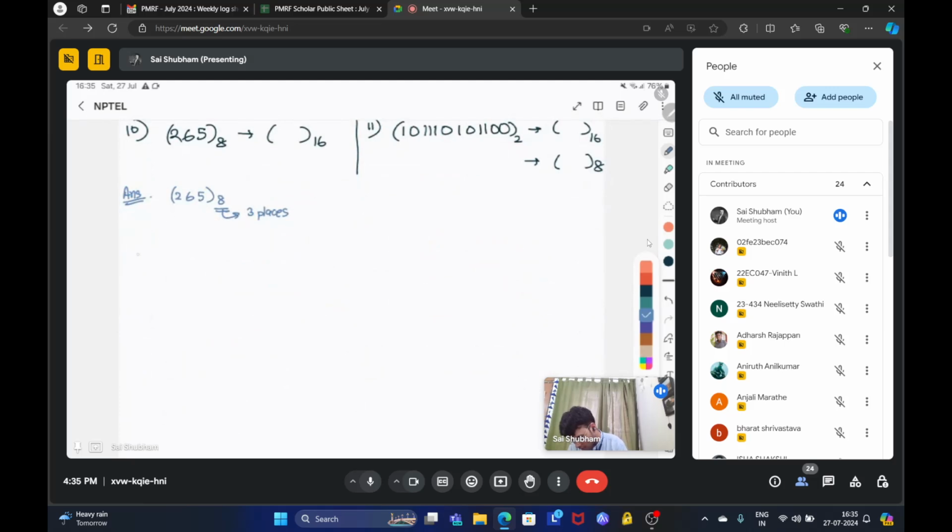So for 2 it will be 010, for 6 it will be 110, and for 5 101, and for 16 we have to group in the pair. We have to make a group of 4. Okay. So this and this. So it will be 5. This is 11, right? So it will be B.